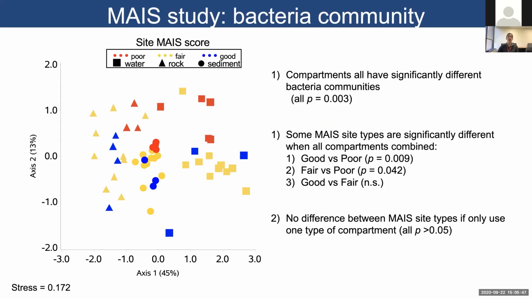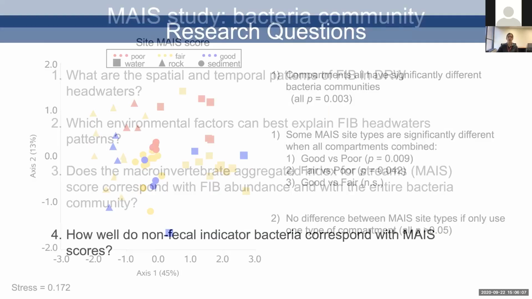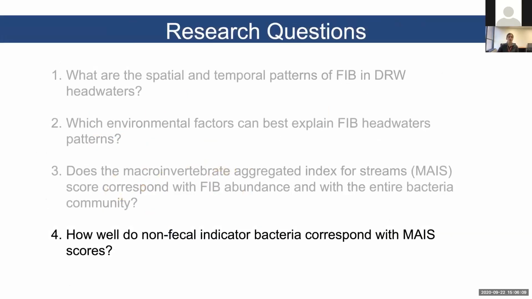And we also found if you evaluate each of these habitat types independently, there was no difference that we identified between the MAIS site types. So this suggests that to differentiate between these site quality categories, we need to know bacteria communities for more than one habitat compartment. So last, I want to look at how well non-fecal indicator bacteria correspond with these MAIS scores.